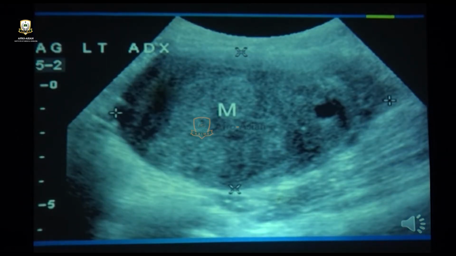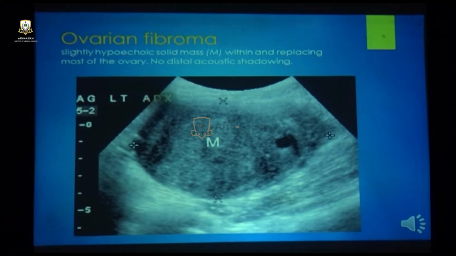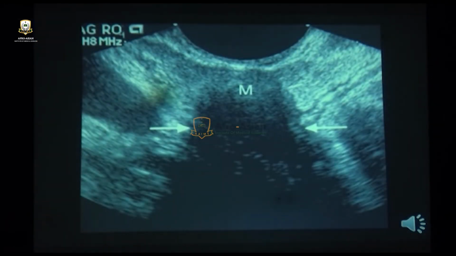This is an ovarian mass which is solid looking, and it's not a very good picture, but some other pictures you will see. This is an ovarian fibroma, having a fibroid-like appearance within the ovary. Ovarian fibroma. This is an ovarian mass having a fibroid-like structure. Ovarian fibroma.